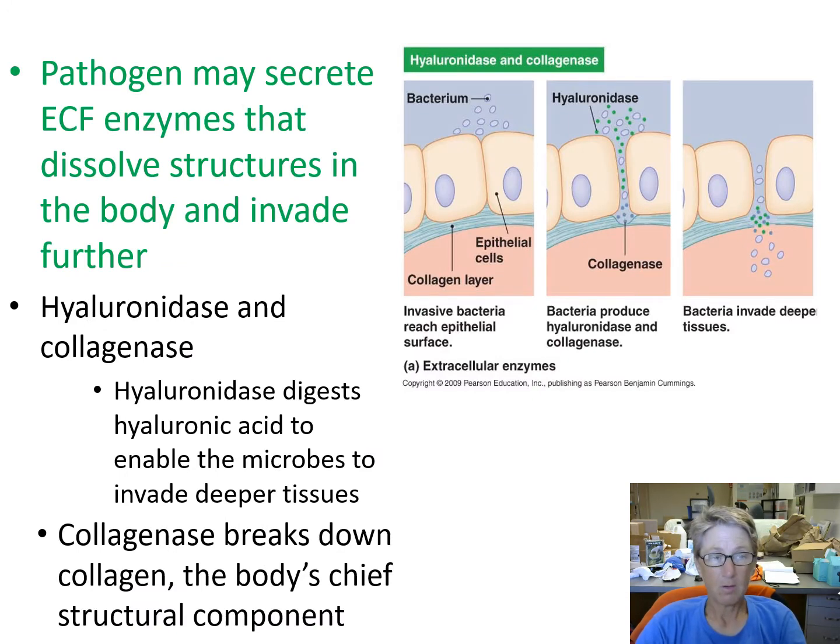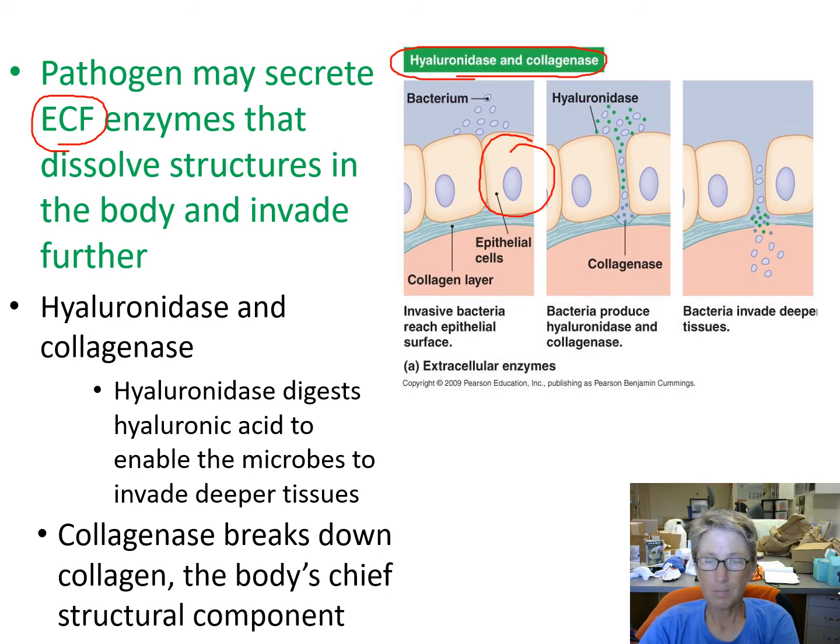Okay, more virulence factors. The pathogen may secrete an extracellular fluid enzyme that dissolves structures in the host body, and allows those pathogens to invade further. So let's take a look at this. Hyaluronidase and collagenase. So here's your epithelial cells. Here's the collagen layer underneath your epithelial cells. Here's bacteria trying to get in. So they're at the top there, the epithelial surface here. The bacteria secrete hyaluronidase, and hyaluronidase digests the hyaluronic acid that's between these cells.